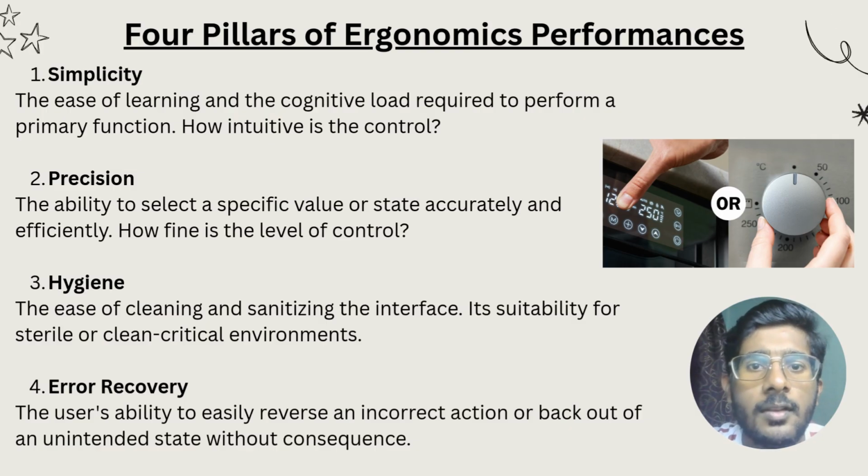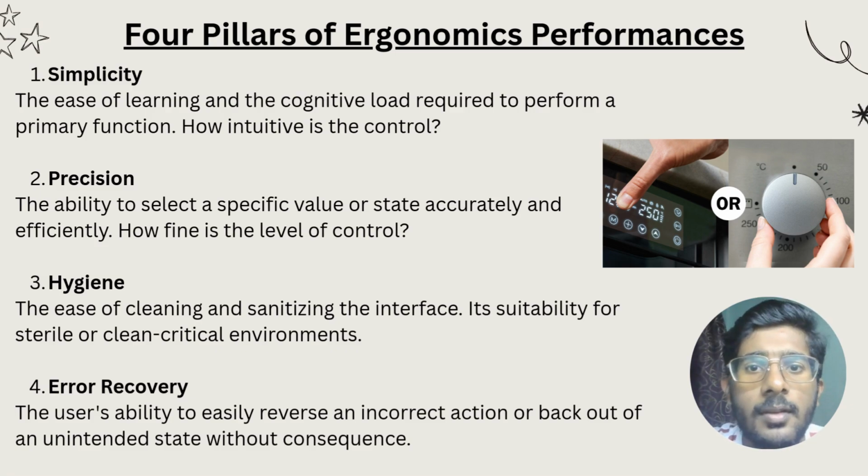Effective ergonomic performance is built on 4 key pillars. Simplicity focuses on making controls intuitive to reduce the user's learning curve, while precision ensures adjustments can be made with higher accuracy and efficiency. Hygiene addresses how easily the interface can be sanitized. Finally, error recovery allows users to safely undo mistakes or back out of an action without negative consequences.